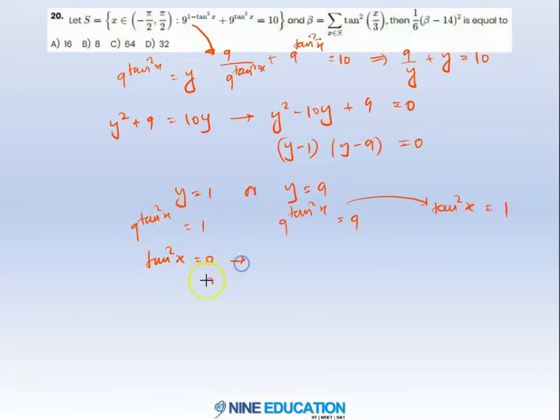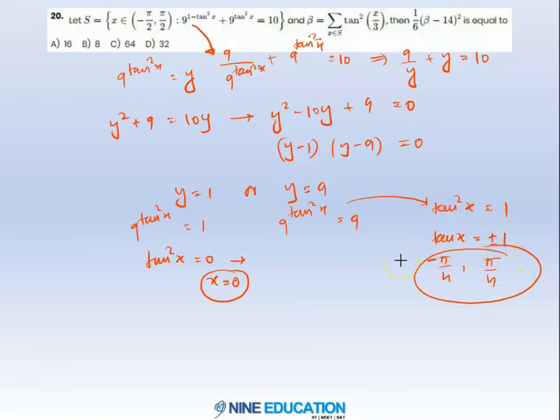So x value is 0 in this case, because x has to be between minus pi by 2 to pi by 2 only. Otherwise there are other values of x also for which tan will be 0. Now tan x is equal to plus minus 1 in this second case. For minus 1 we have minus pi by 4, and for 1 we have pi by 4. So only two possibilities here as well, based on the x interval that is given to us.